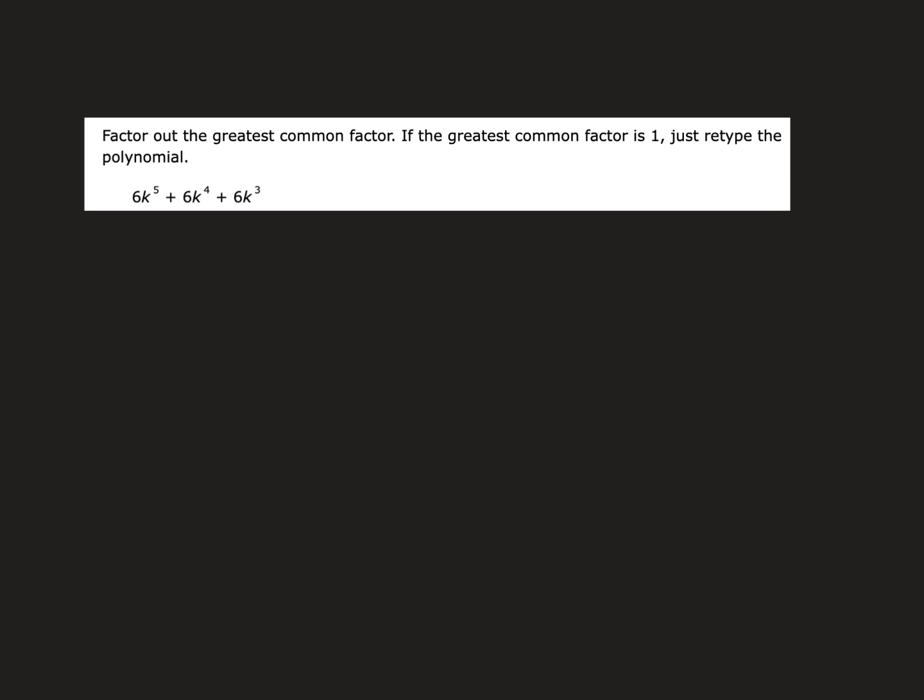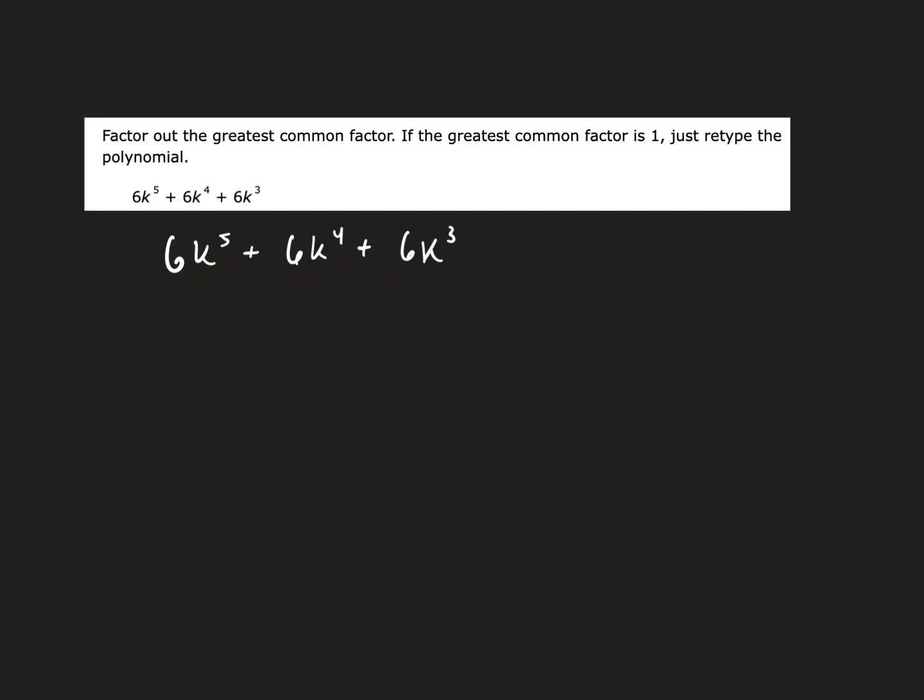Here we have one that's got 3 terms. So 6k to the 5th plus 6k to the 4th plus 6k cubed. So I do have to look at all 3 terms. I can't just look at 2 of them and say, what do these 2 have in common? I have to look at all 3. What do they all have in common? Of course, they all have a 6 in them.